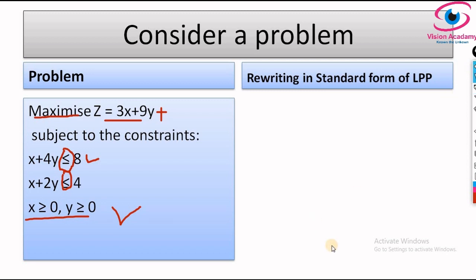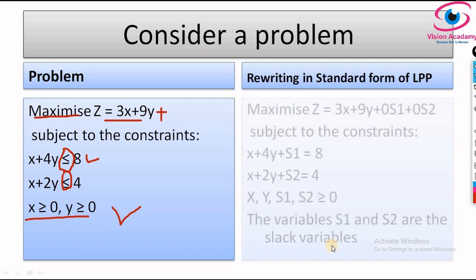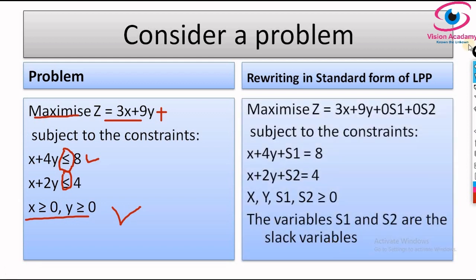So in here you can see the final result of the standard form of LPP. I have rewritten it in the standard form of LPP. So here, 3x plus 9y. We have added a slack variable here, and we have considered the slack variable in the objective function, and a slack variable has no value, so I have considered 0s1.